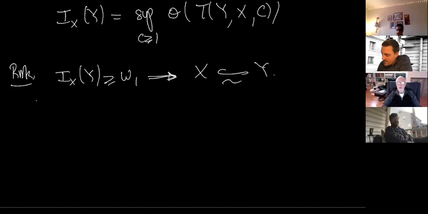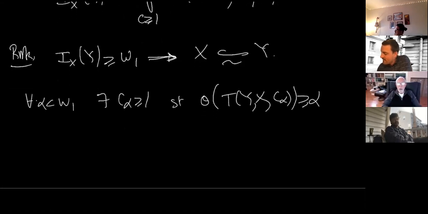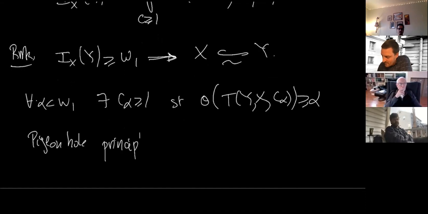So why is this true? If the index is bigger than omega 1, then for every countable ordinal alpha, you will find a constant such that the order of this tree is at least alpha. And then you want an isomorphic embedding, so for some Banach-Mazur distortion. Here, by the pigeonhole principle, this is an infinite pigeonhole principle.